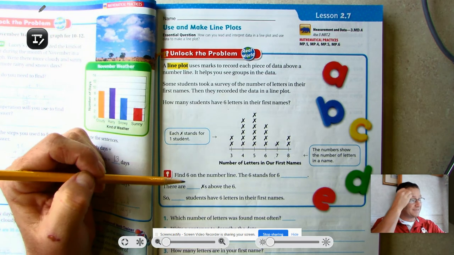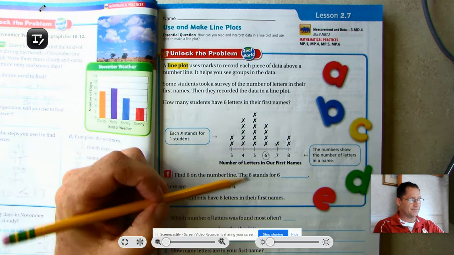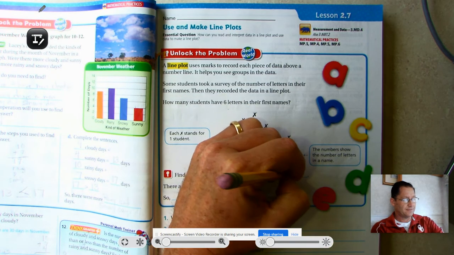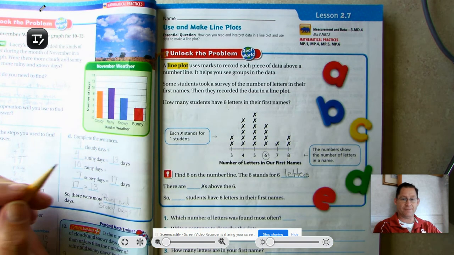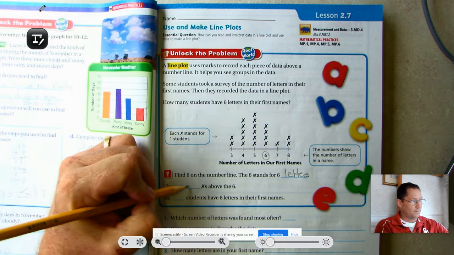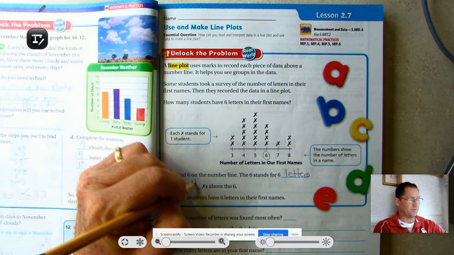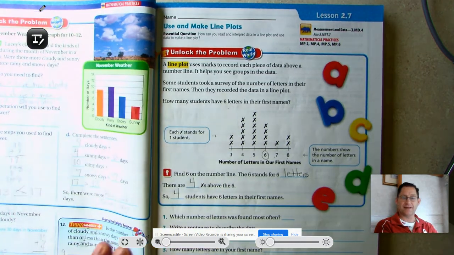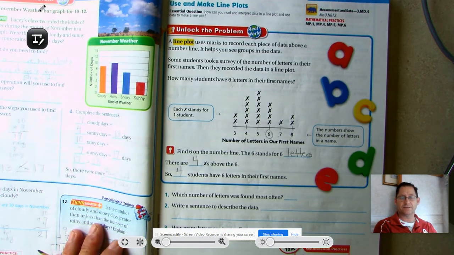All right, so find 6 on the number line. There's 6, and the 6 stands for 6 letters in the name. There are 1, 2, 3, 4 X's above the 6. So 4 students have 6 letters in their names. Easy as that.